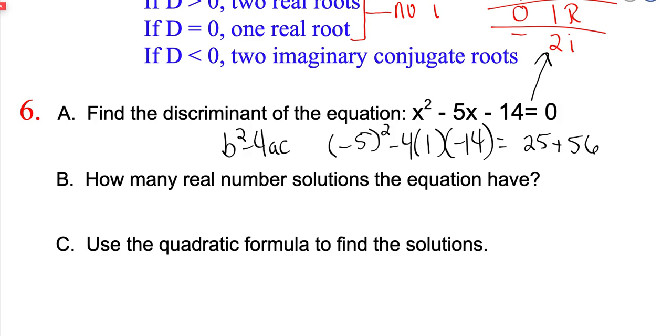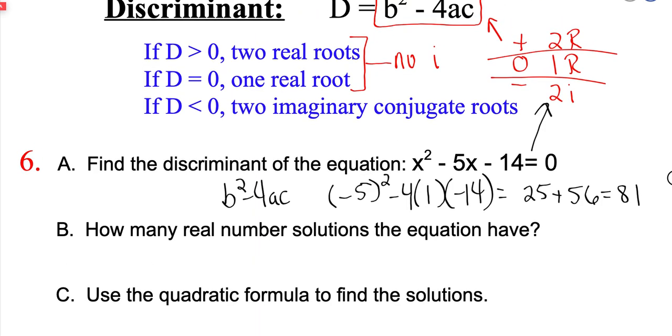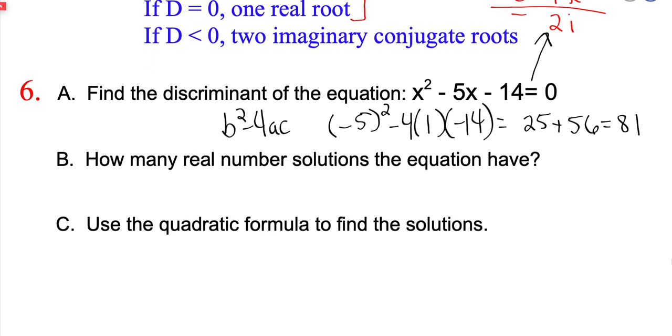Let's double check the math again. 4 times 14, that's 56. So 25 plus 56, that's a 70, 81. All right, so we got an 81. That is a positive number, which means we have 2 real solutions. Okay, so there's our discriminant. How many real number solutions does the equation have? 2 real solutions.